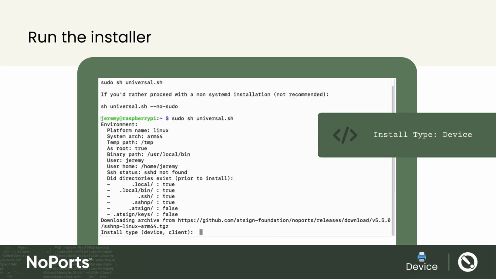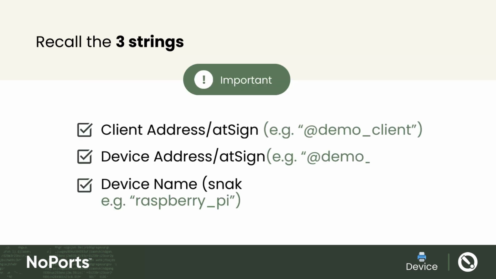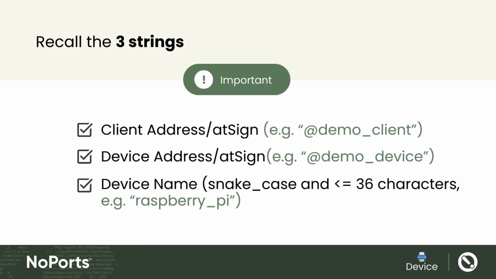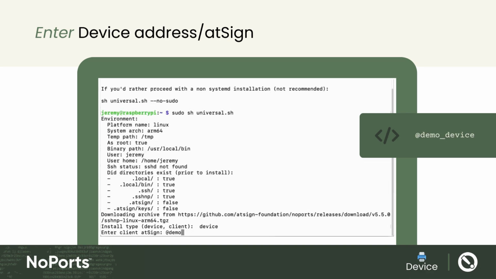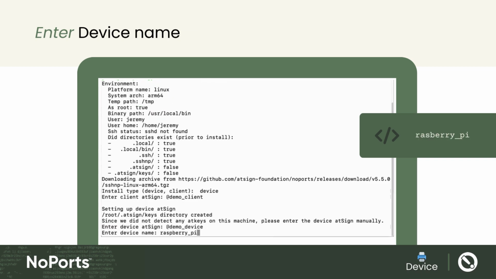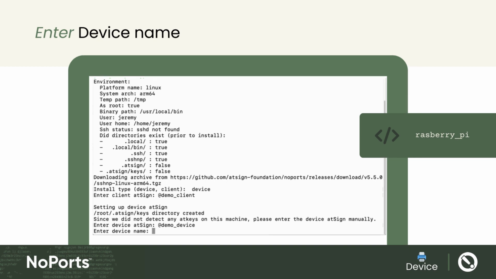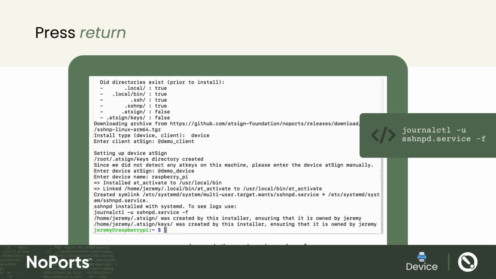Just like before, it will ask you for the install type. This time we will type in device. I hope you have the three strings that I asked you to write down. Now it will ask you to enter the client address, which in my case is @demo_clients, the device address, which in my case is @demo_device, and the device name, which in my case is raspberry_pi. This is the device name that you'd like to assign this device. And once you press enter, you'll be able to see the logs using this journalctl command if you want.